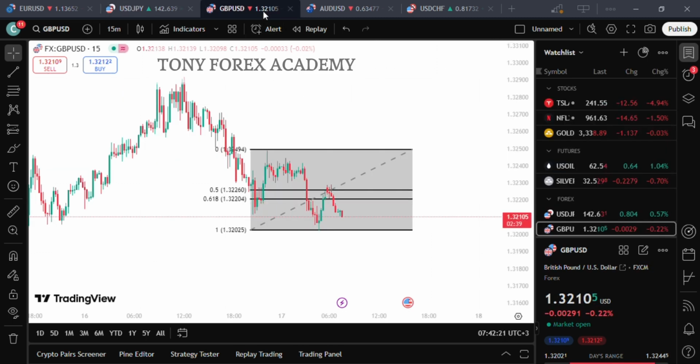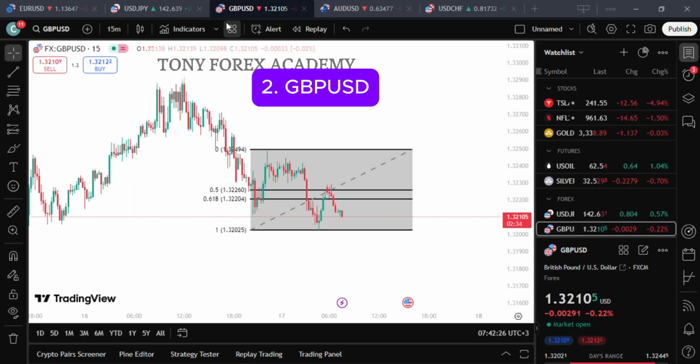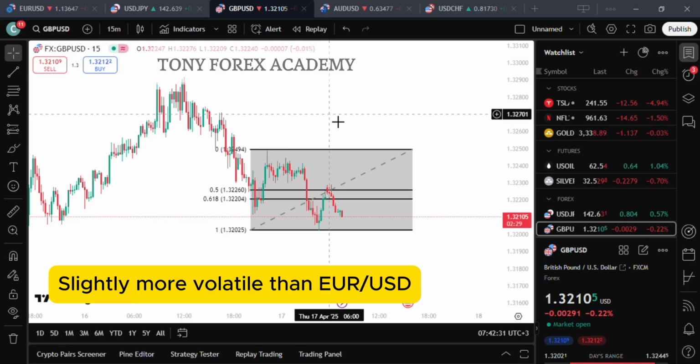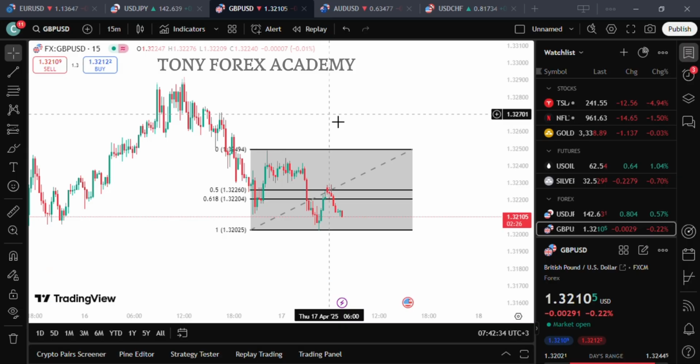Another pair is the cable, or the GBP USD. This is the pound against the dollar. While it's slightly more volatile than Euro USD, it's still manageable for beginners due to its liquidity and active trading. We know the London session and the New York session sometimes overlap. When we look at the time of day, the London session opens at 10, depending on your region, and the New York session opens quite a bit later.